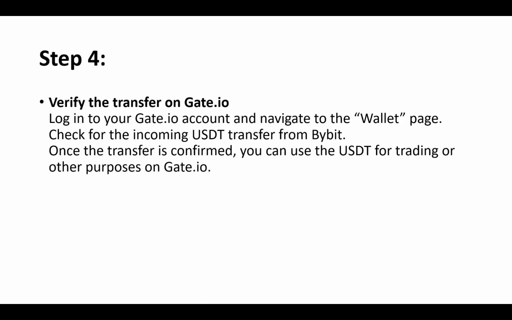Final step is verify the transfer on Gate.io. Log into your Gate.io account and navigate to the wallet page. Check for incoming USDT transfer from Bybit. Once the transfer is confirmed, you can use the USDT for trading or other purposes on Gate.io, and that is it.